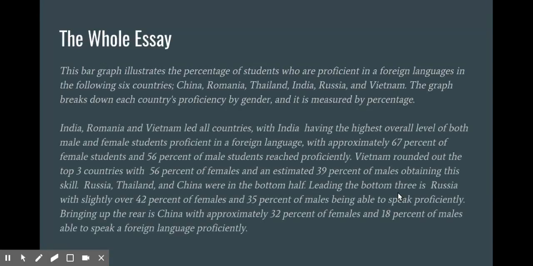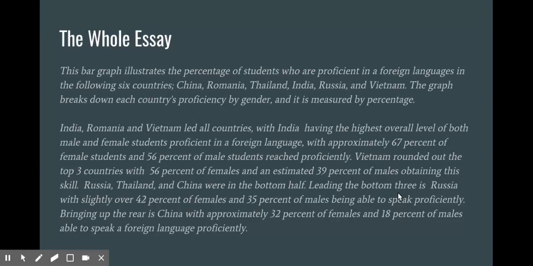India, Romania, and Vietnam led all countries, with India having the highest overall level of both male and female students proficient in a foreign language, with approximately 67% of female students and 56% of male students reaching proficiency. Vietnam rounded out the top 3 countries, with 56% of females and an estimated 39% of males obtaining this skill. Russia, Thailand, and China were in the bottom half.